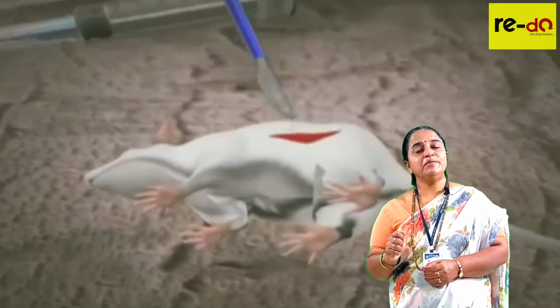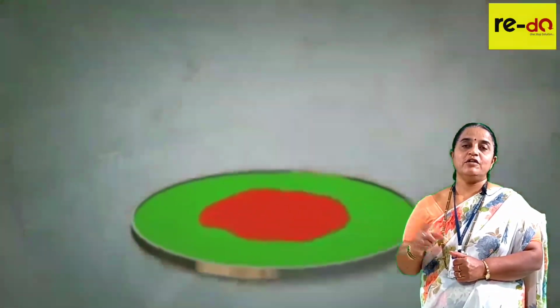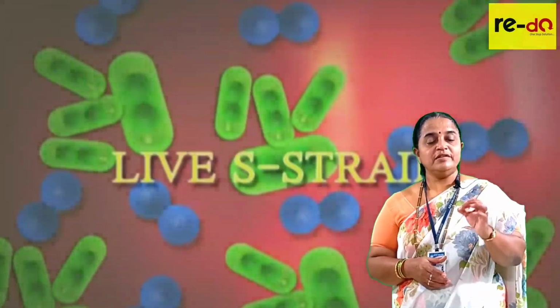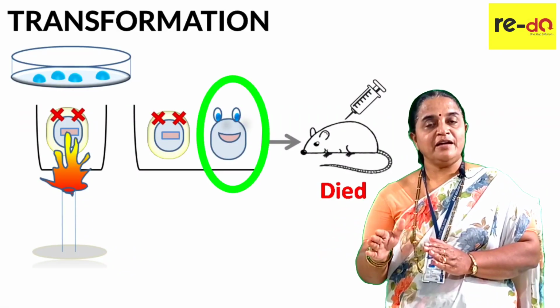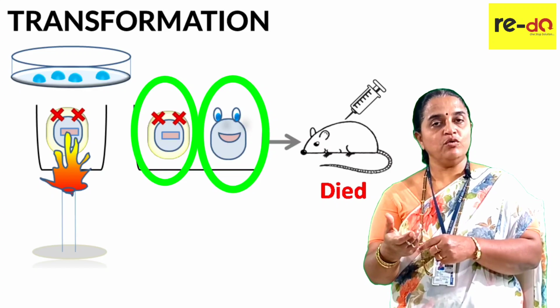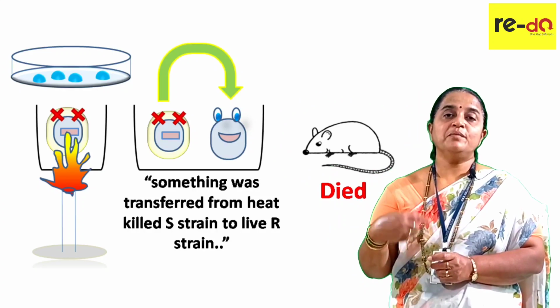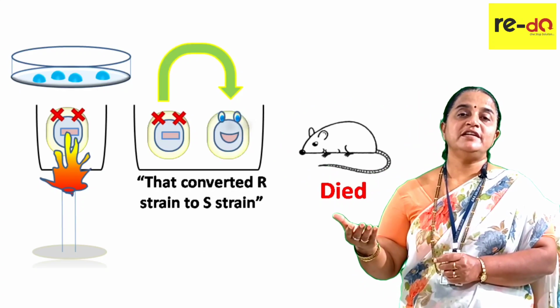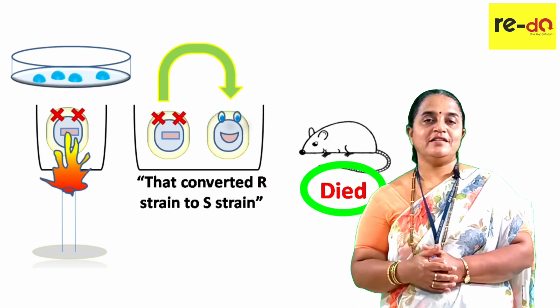When he saw blood samples of dead mice, in the blood samples he saw smooth bacteria, not rough bacteria. For this he called it transformation. Meaning normal R-type bacteria, when mixed with attenuated smooth bacteria and injected in the host, that is in the mice, R developed a capsule and became smooth. They developed pathogenicity, by which mice got infected by pneumonia, resulting in death.